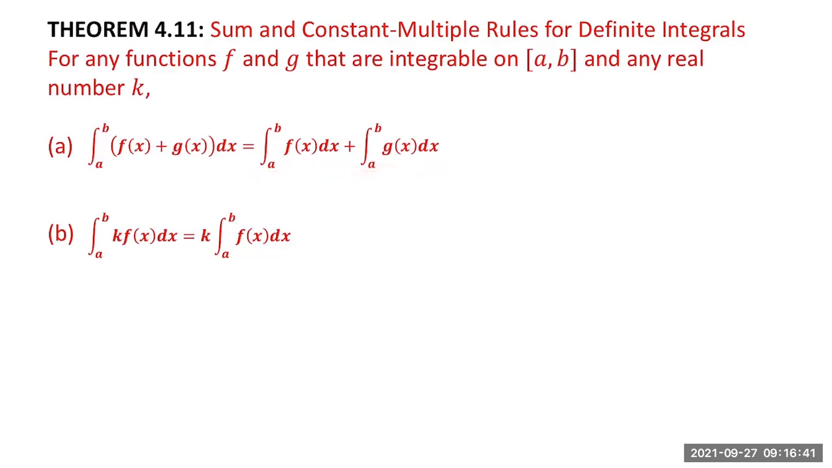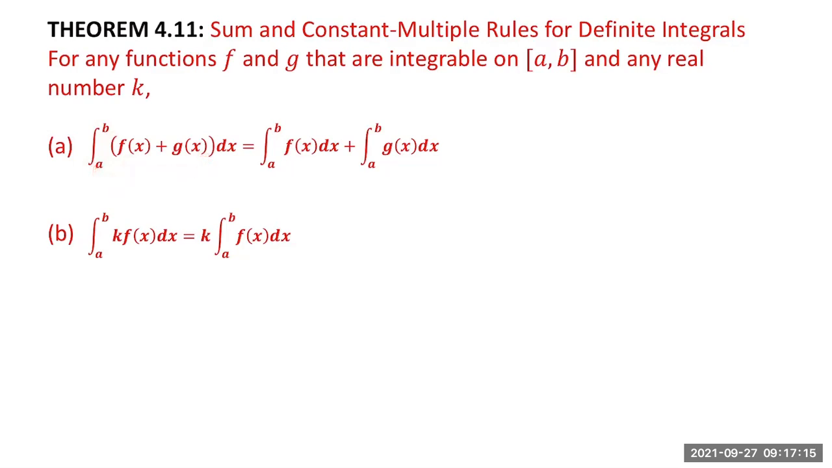Okay, what it tells you is that you can distribute this integral sign inside the parentheses. You can take the definite integral of f of x and then plus the definite integral of g of x. This is kind of similar to the sum rule for the summations. In summation formula also we use a similar result. So basically your definite integral symbol is kind of distributive. You can distribute this inside the parentheses.